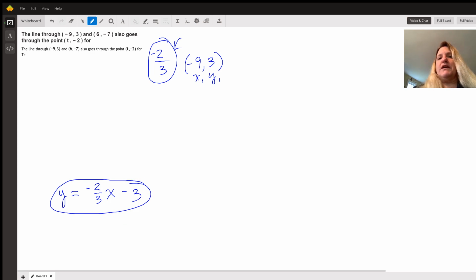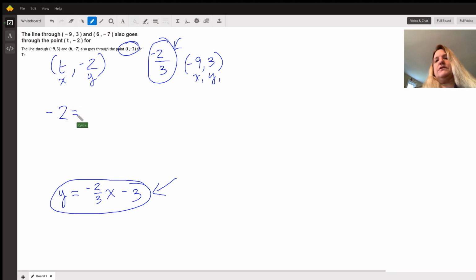So the equation of my line, as we see down here, is y equals negative 2/3 x minus 3. So now the point that we're looking at here, (t, -2), of course, is representing an x and a y coordinate. So this here is representing my x coordinate, and this is, of course, my y coordinate. So this y coordinate can now be plugged into the equation that I just found. So we're going to plug in negative 2 for y: -2 equals negative 2/3 x, that's the part we don't know, minus 3.